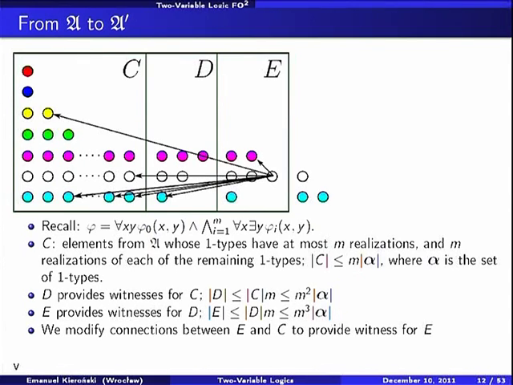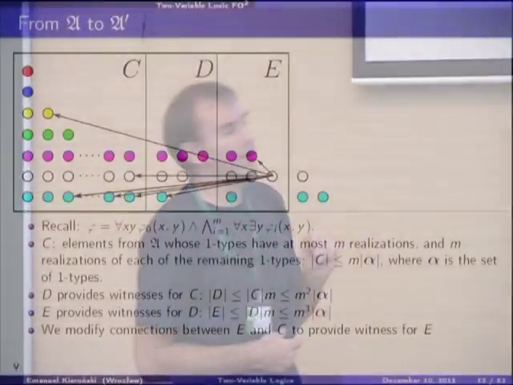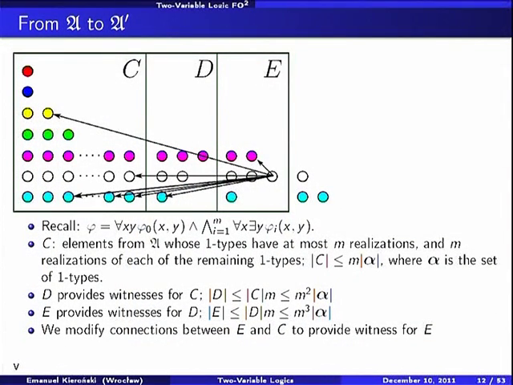And it is a model. It is a model of phi, yes, because in fact all binary connections are taken from A. So the formula for all x, y, phi 0, x, y is satisfied. And for each element, we have witnesses. We took care of this.